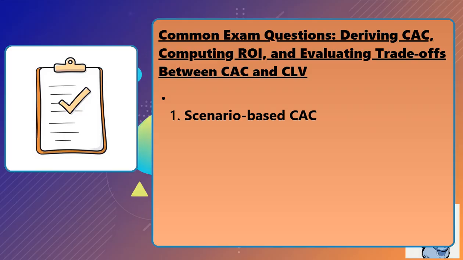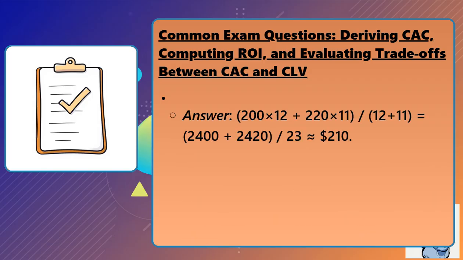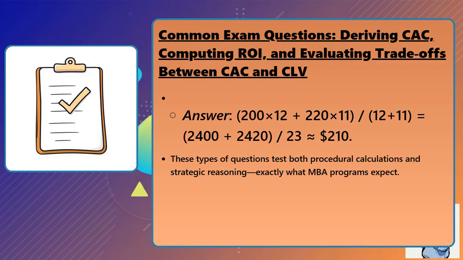Type 4: scenario-based CAC. Question: using cohort data, Jan cohort CAC equals $200, weight 12. Feb cohort CAC equals $220, weight 11. Compute the time-weighted CAC. Answer: (200 times 12 plus 220 times 11) divided by (12 plus 11) equals (2,400 plus 2,420) divided by 23, approximately $210. These types of questions test both procedural calculations and strategic reasoning, exactly what MBA programs expect.